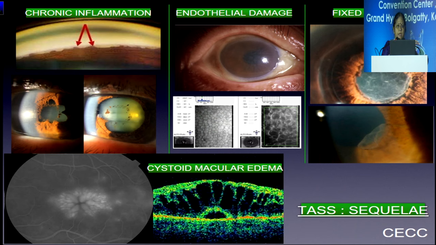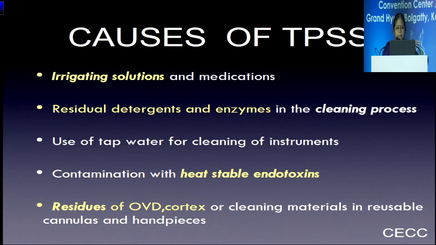The sequelae of TASS is chronic inflammation, damage to the trabecular meshwork, and glaucoma. Endothelial damage resulting in a decompensated cornea, a fixed dilated pupil, and severe persistent cystoid macular edema. The processes involved could be in your sterilization process, so it is always better to take a look at your sterilization process once in a while and see that everything is in place.